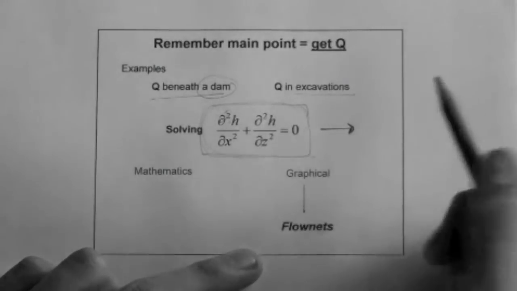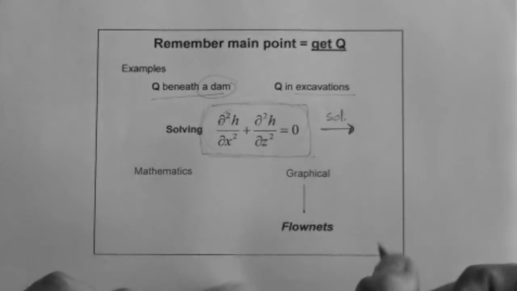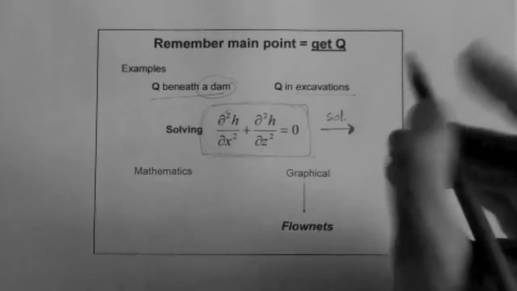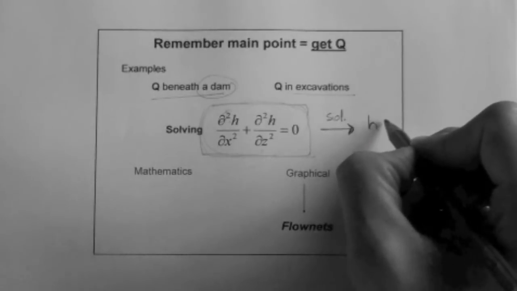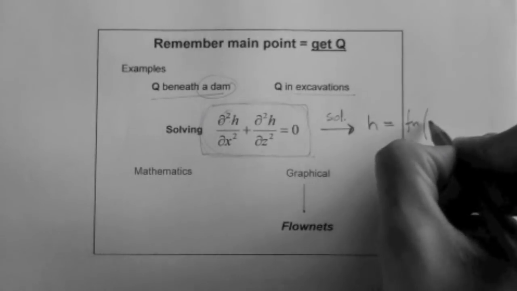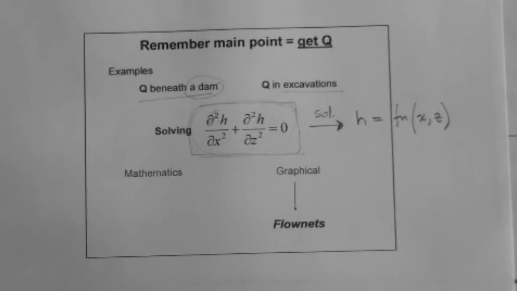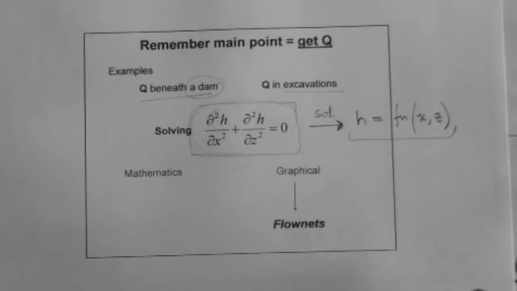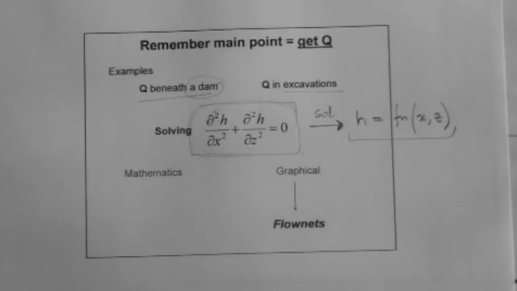So the solution to a differential equation, like this one, for example, is an algebraic equation. Another equation, right? And what is the solution? What do you think the solution to this equation looks like? Not the form, but what are the parameters? Well, the solution is the head as a function of x and z. So the solution to this equation is another equation that looks like this. Okay? h is equal to some function of x and z.